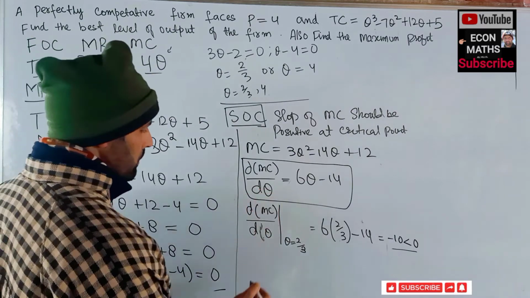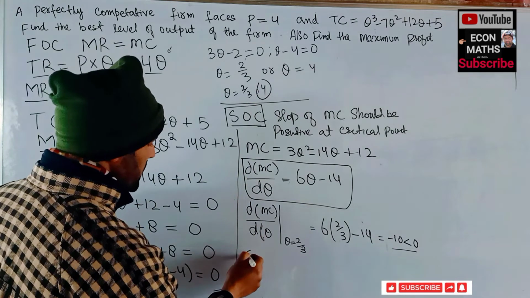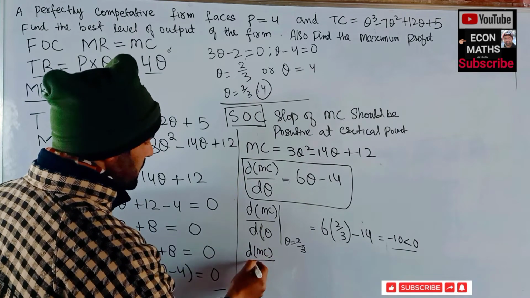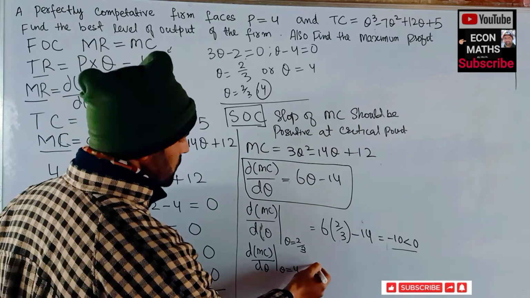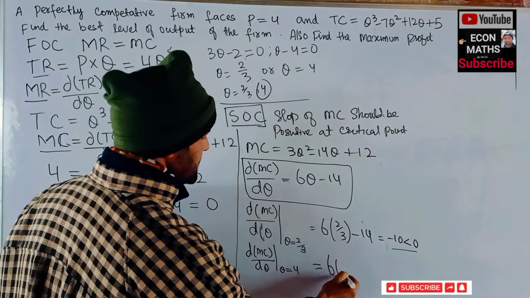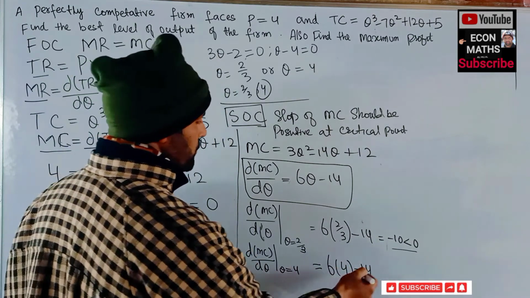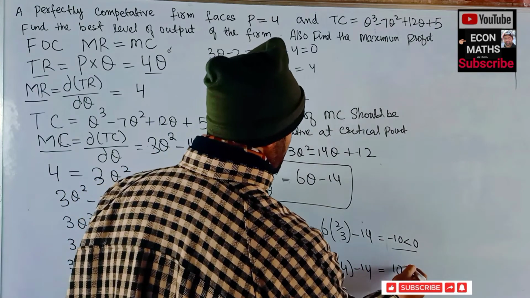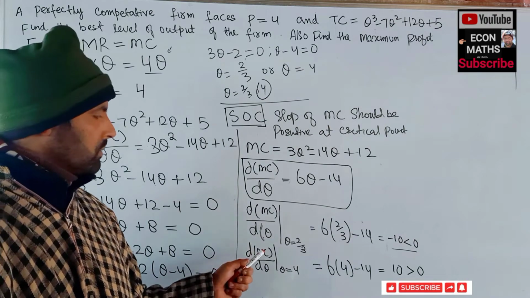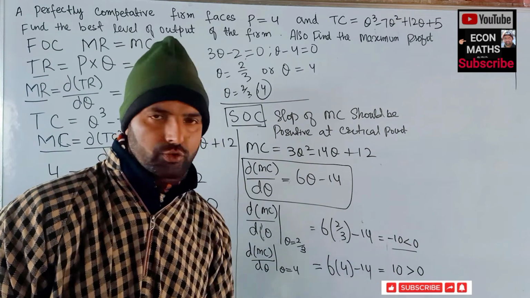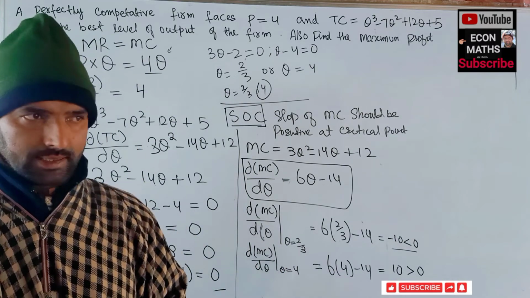Now we will evaluate it at the second critical point, that is 4. Now that is d(MC)/dq when q is equal to 4. So we will see what will happen. 6 times 4 minus 14. Here 6 times 4 is 24, minus 14 is equal to 10, which is greater than 0, or positive. We have seen here the slope of the marginal cost is positive because we get positive 10. So this quantity q equal to 4 will maximize the output level.